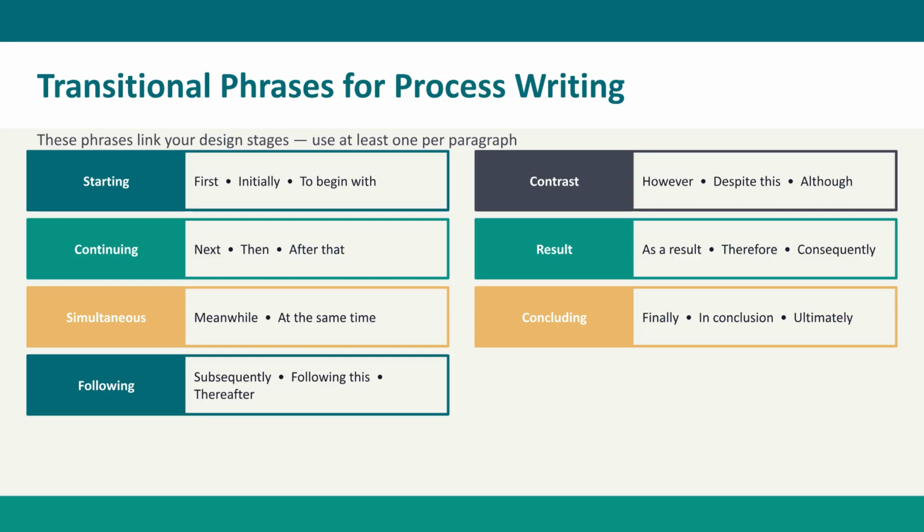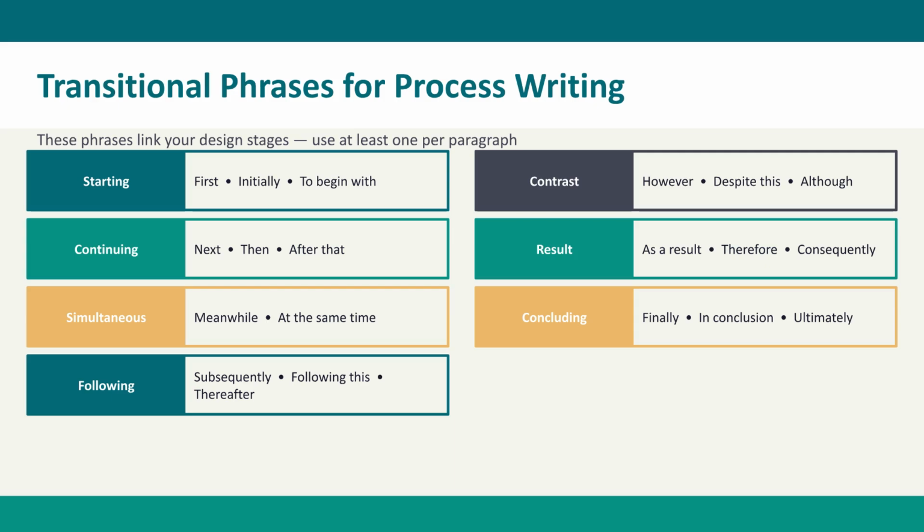I'm going to go through each one, and I want you to think about where in your essay you would use each type. Starting first, initially, to begin with. These go at the very beginning. Your mind map paragraph might start, "Initially, an open mind mapping session was conducted to explore the concept of sustainable light." Continuing. Next, then, after that. These move you from one stage to the next. "Next, 3 concept directions were developed from the strongest themes that emerged."